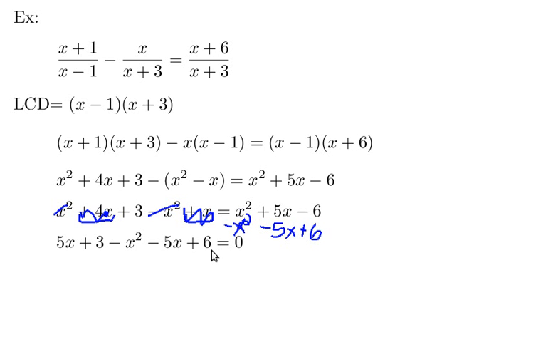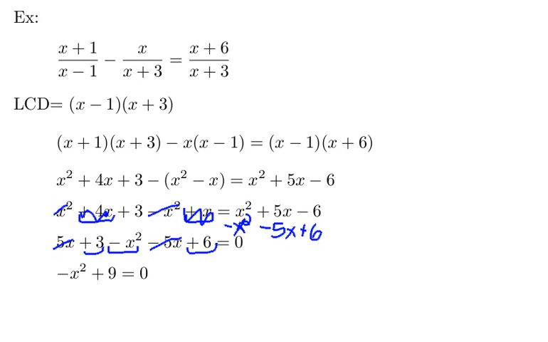So now we can see that we can cancel this 5x with this negative 5x. And that'll give us negative x squared. I'm just using this term first, and then this plus 3 plus 6 will give us minus 9 equals, oops, plus 9. Gosh, I have a lot of plus and minus mistakes today. Plus 3 and plus 6 gives you plus 9.